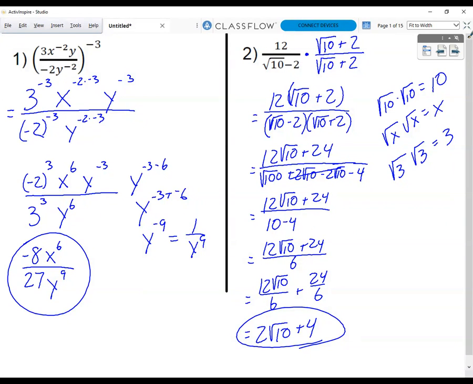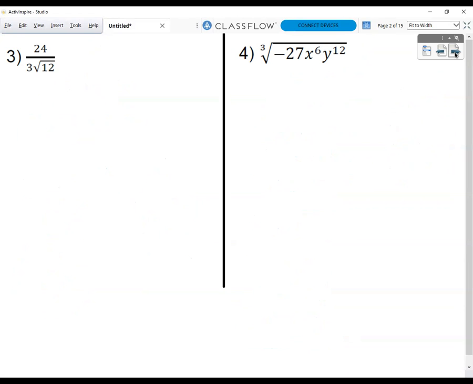Problem number 3. You have 24 divided by 3 root 12. Again, you can't have radicals in the denominator, so you want to multiply by a unit of 1. Root 12 over root 12. And when you do that, you get 24 root 12 over 3 times, well, the square root of 12 times the square root of 12 is 12.